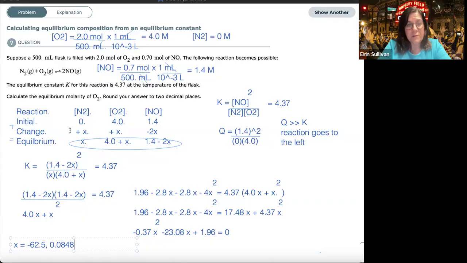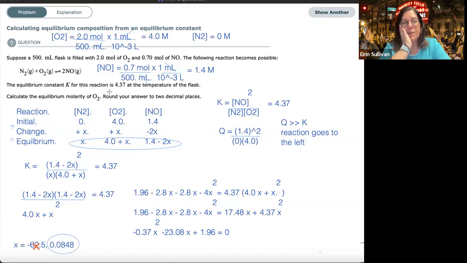So I'm going to look at my equilibrium concentrations, and I see the equilibrium concentration of nitrogen is just x. So straight away I can see that I am going to discount the negative solution for x, because it's not possible to have a negative concentration. That makes no sense. In fact, if I substituted minus 60 whatever it is into any of these equilibrium concentrations in terms of x, I would get a negative number. So I'm going to select the correct value of x as being 0.0848.